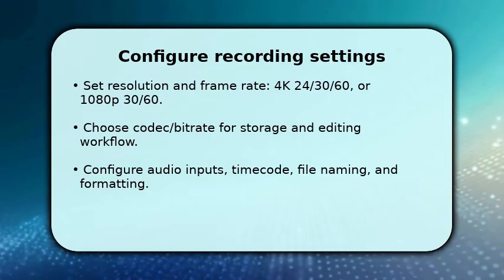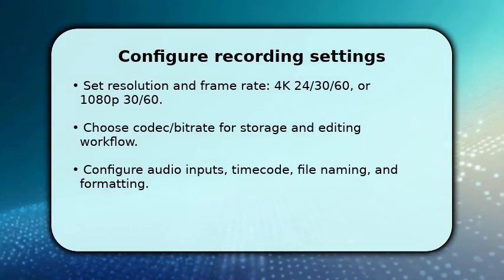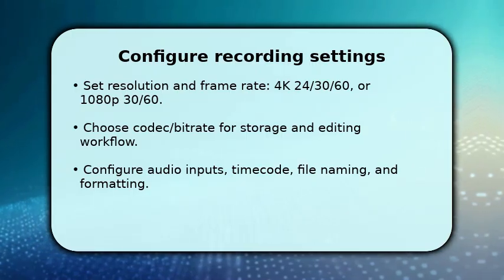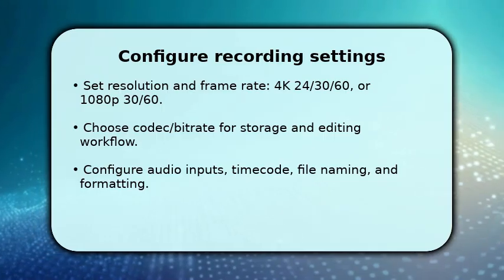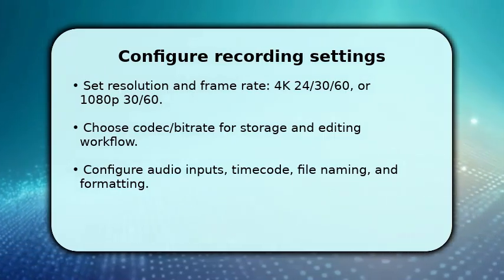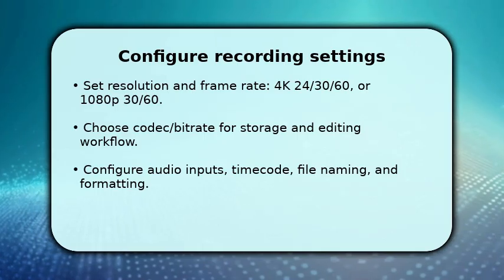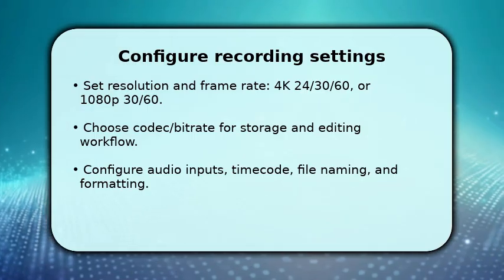You now configure the recorder's core settings to match your project. Start by selecting resolution and frame rate, 4K or 1080p, and the frame rate that matches your intended delivery. Then pick a codec and bitrate that balance quality versus storage. Once done, route and test audio inputs and set timecode and file naming conventions so files stay organized.